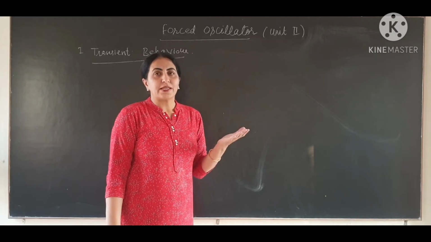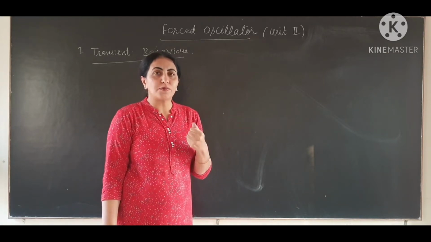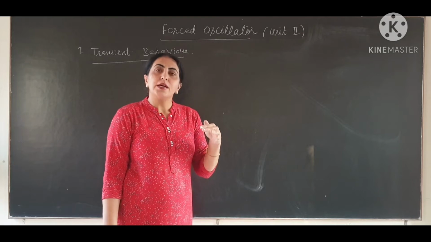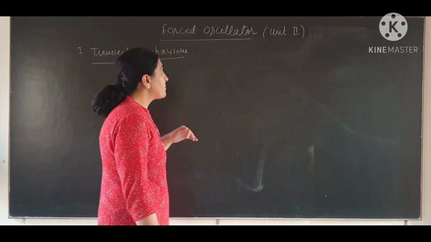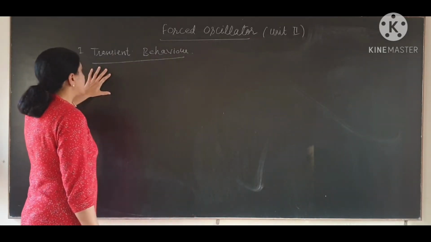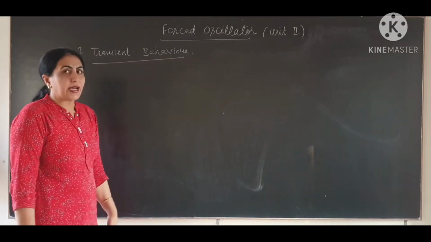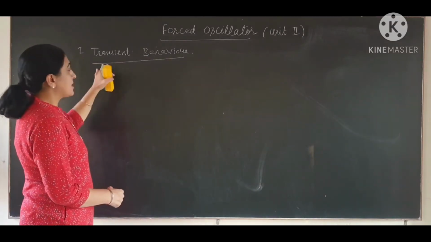In the previous lecture we have done the forced mechanical oscillator and the steady state behavior. Now we will discuss first transient behavior, then velocity and acceleration. So first is transient behavior.